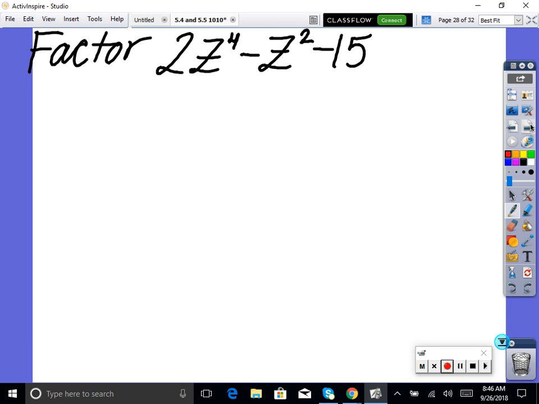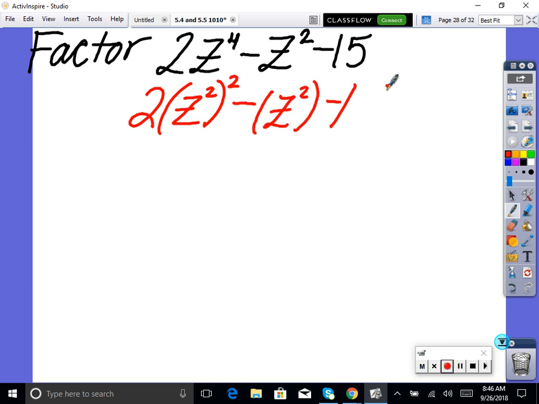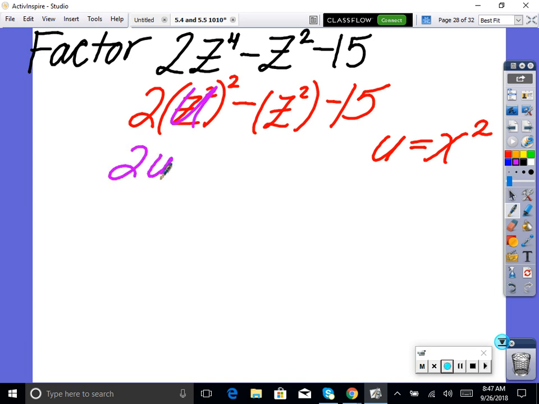So we have 2z to the 4th minus z squared minus 15. You're going to have to recognize this in the future, because I'm not going to say on the test, factor by a U-substitution. You're going to have to recognize: degree 4, degree 2, constant. You guys see? That is quadratic in form. We're going to use a U-substitution. So this is really 2z squared squared minus z squared minus 15. Let u be equal to z squared. So now we have 2u squared minus u minus 15. Now we've written it as a quadratic.